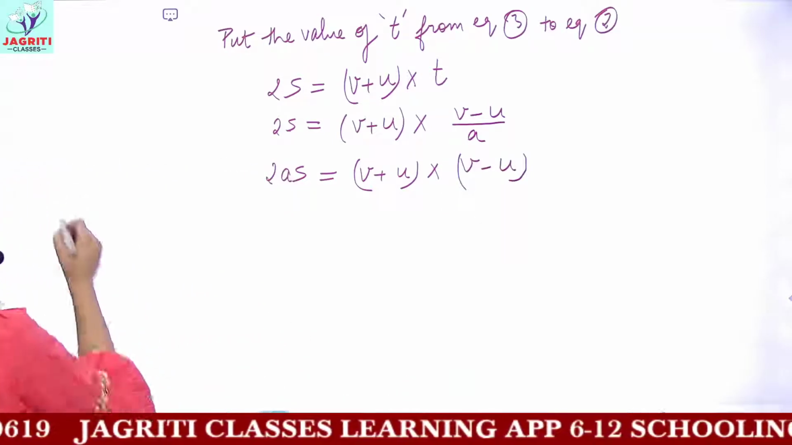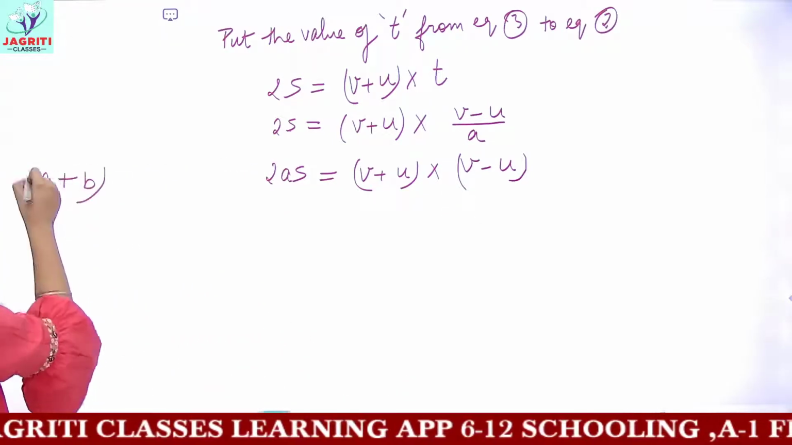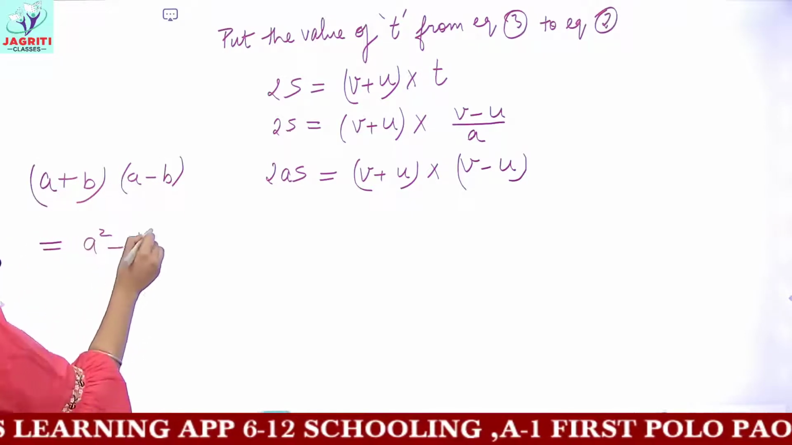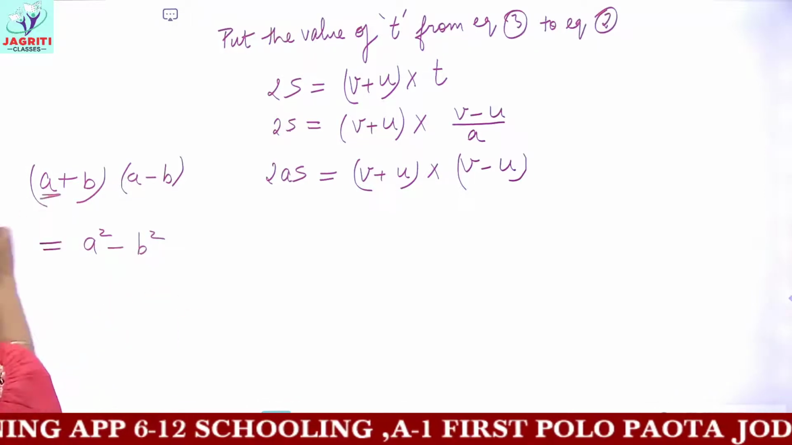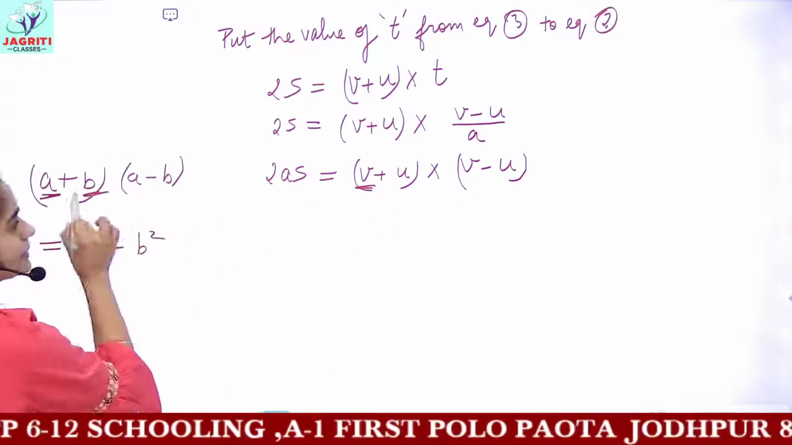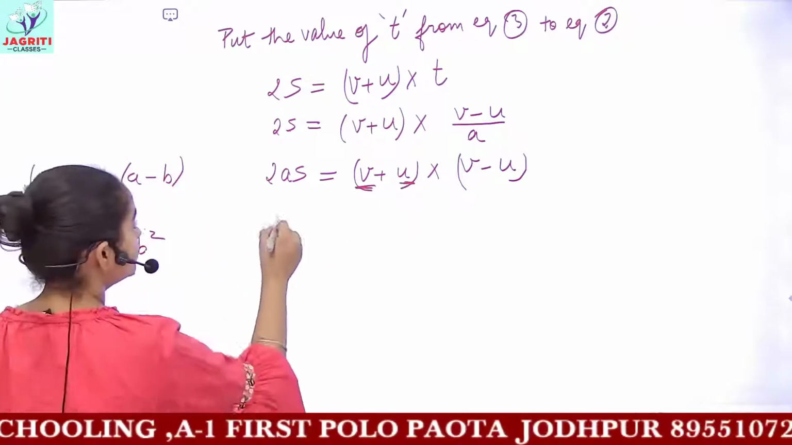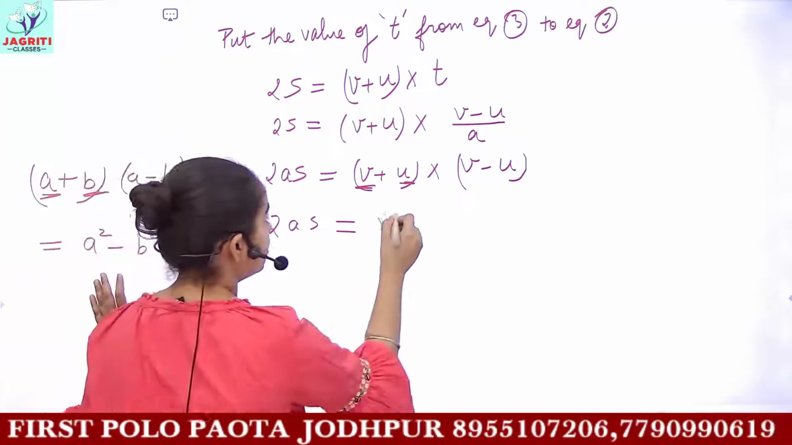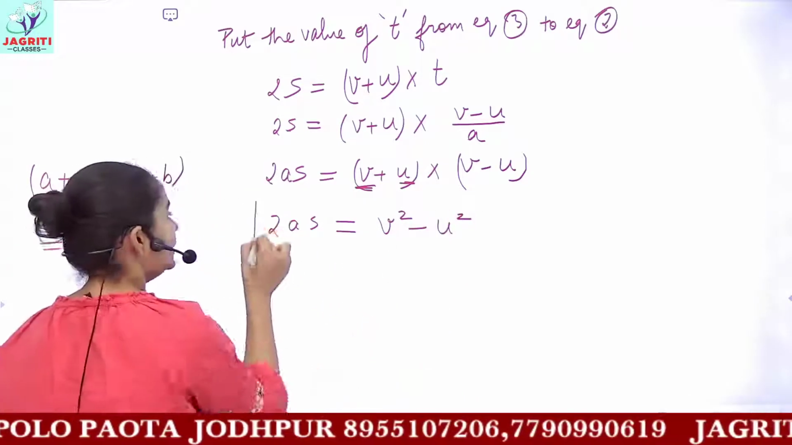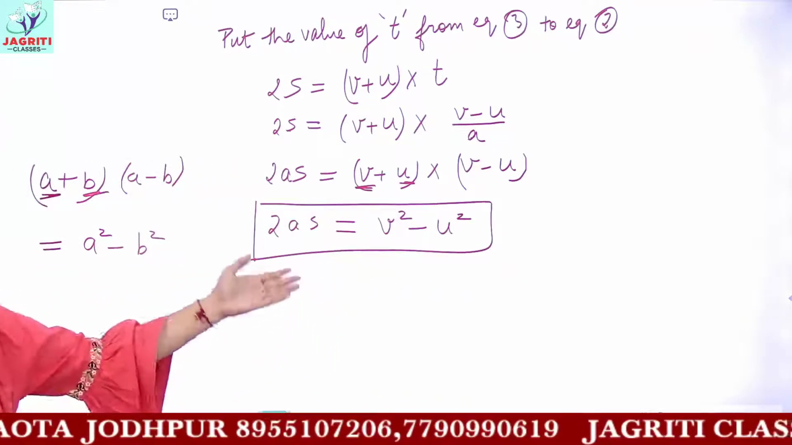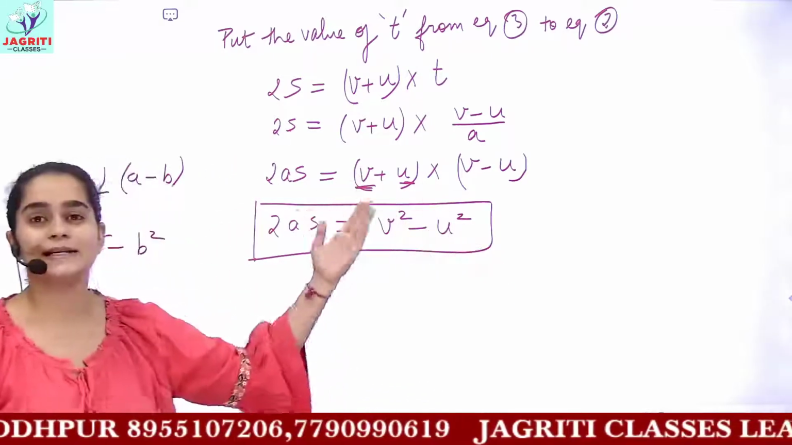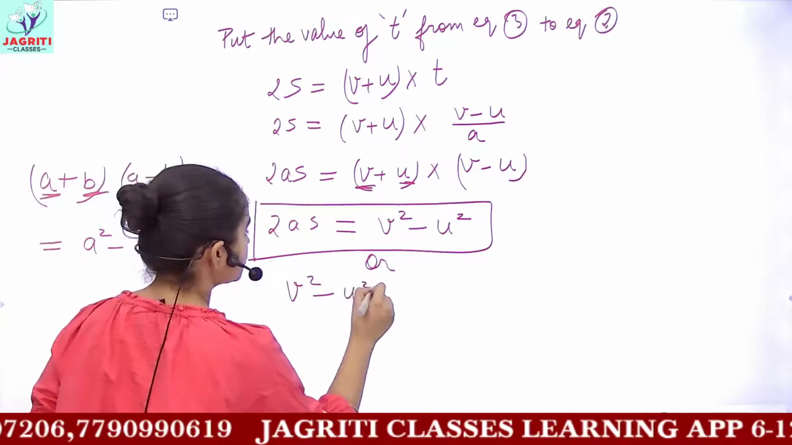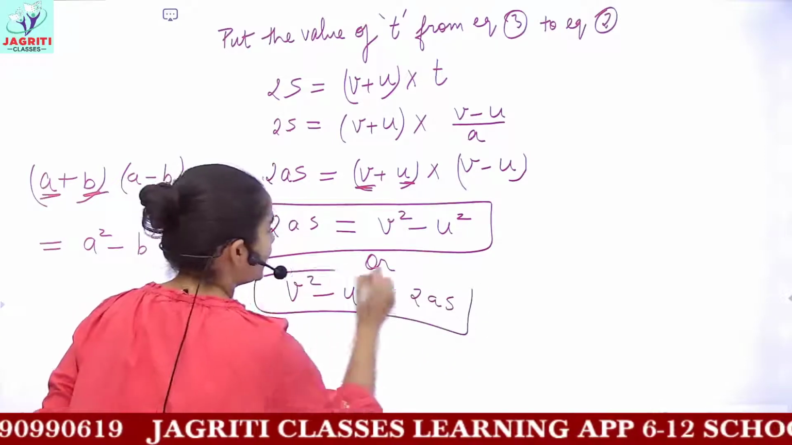And if you remember the identity, a plus b multiplied by a minus b equals a square minus b square. Similarly here, a is equal to v and b is equal to u. So you will get 2as equal to v square minus u square. And in this way, you derive the third equation of motion: v square minus u square is equal to 2as. You can write it either way, this is one and the same thing.